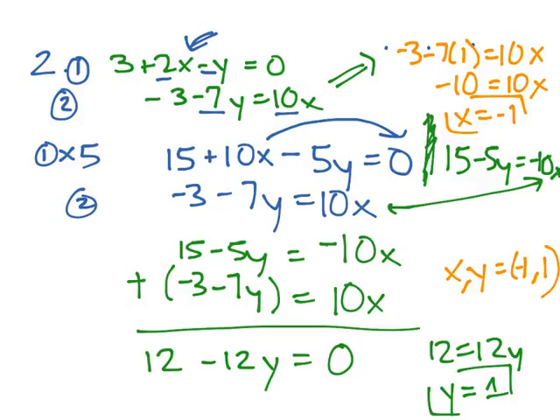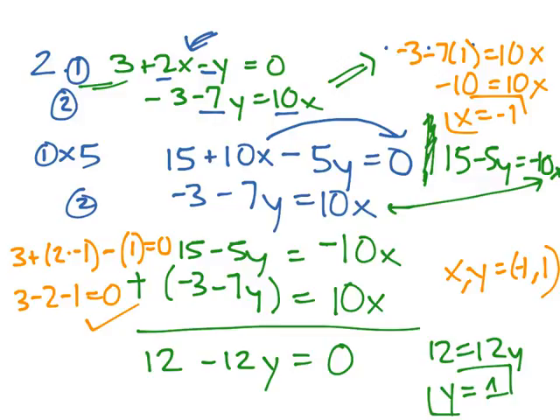And if we want to double check that, we can put it back into our first equation. 3 plus 2 times minus 1 minus 1 is equal to 0. 3 minus 2 minus 1 is equal to 0. That's correct. We found the right answer.